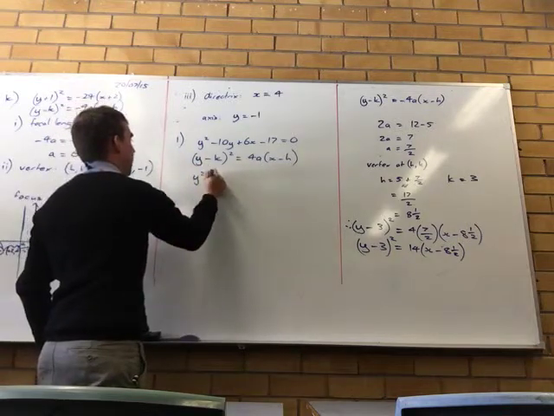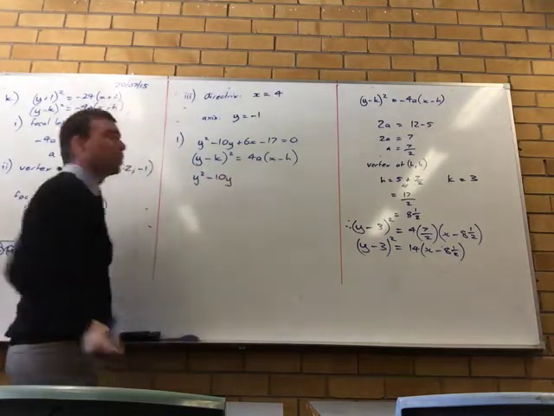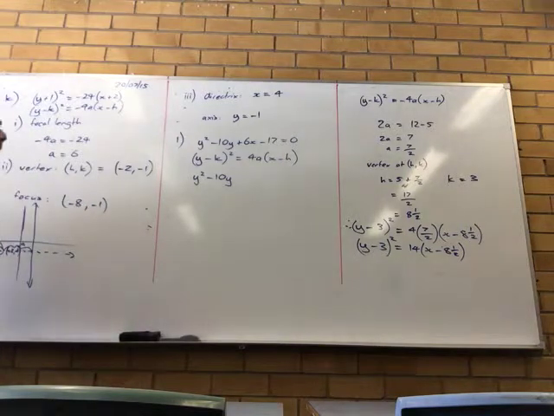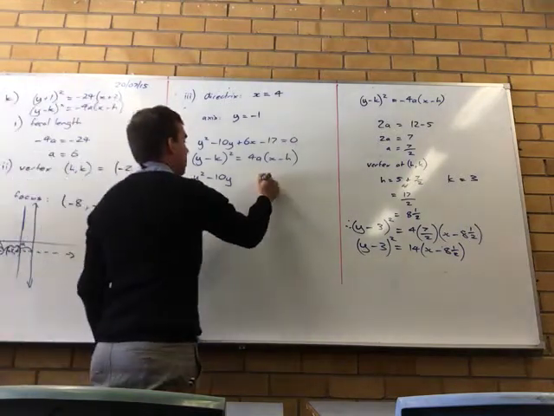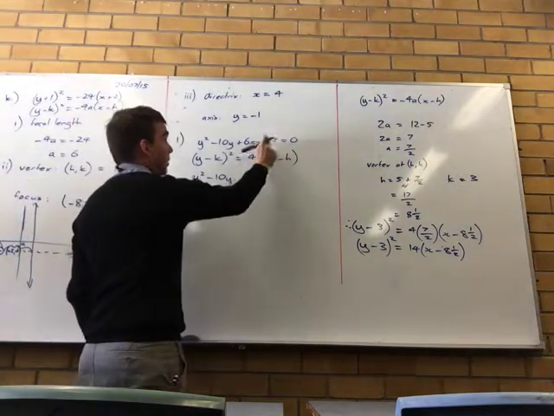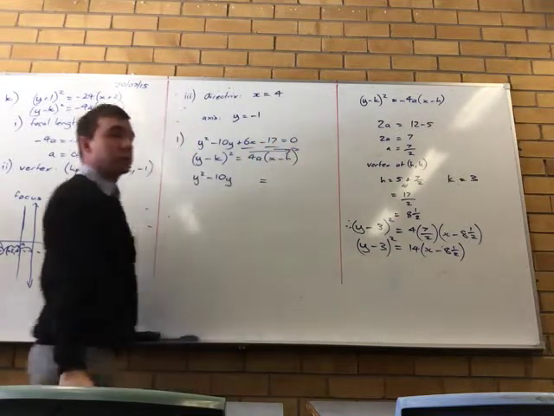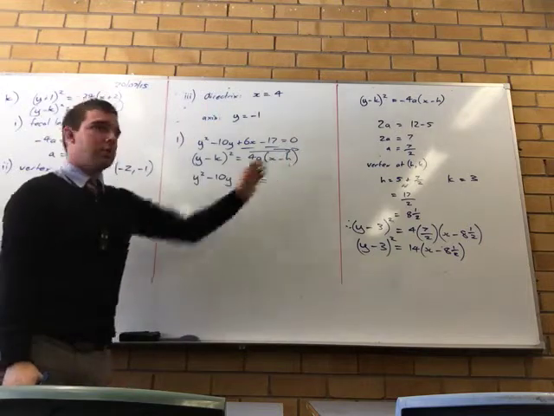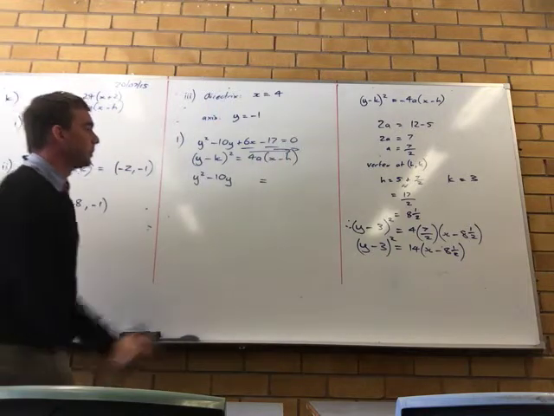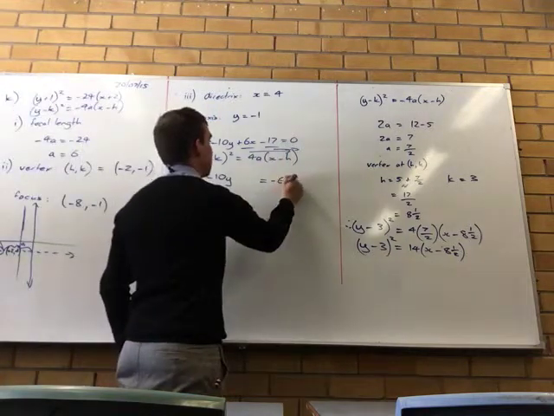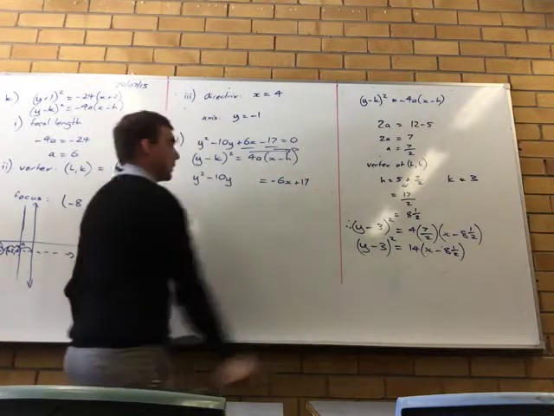So y squared take away 10y. We need to complete the square on that. So I'm going to leave a space and move the other two terms onto the other side of the equal sign because I need everything else over there on the formula. So negative 6x plus 17.